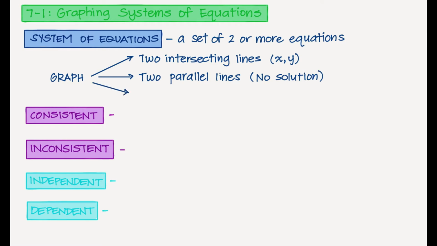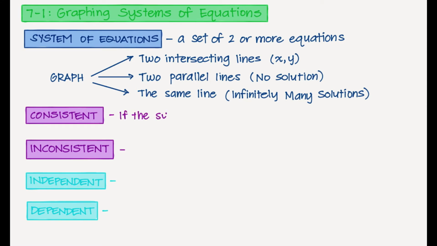The third scenario is if you graph one line and then you graph the second line and it's exactly on top of it, meaning it's the same line. That means that it has infinitely many solutions because they are intersecting in an infinite number of places. Other ways that we can describe these are the terms consistent and inconsistent.